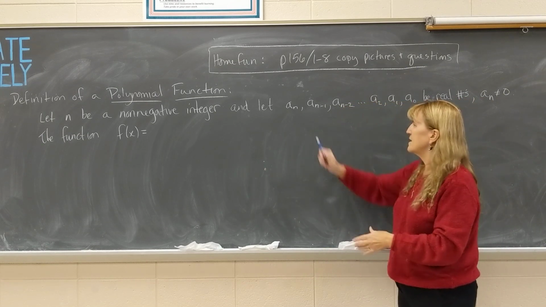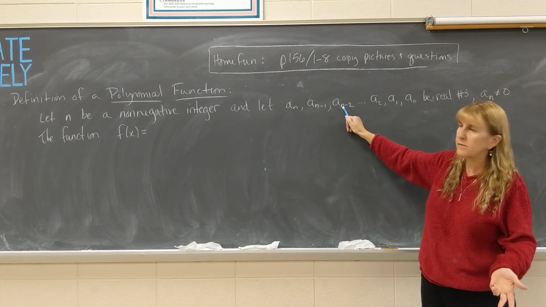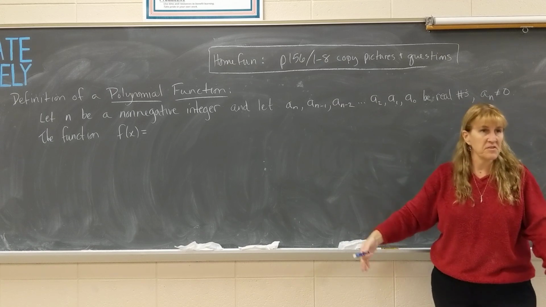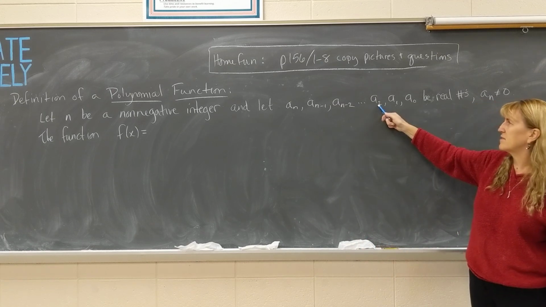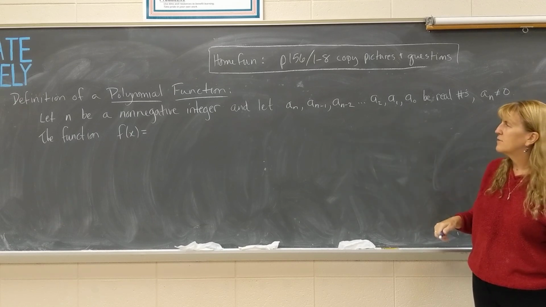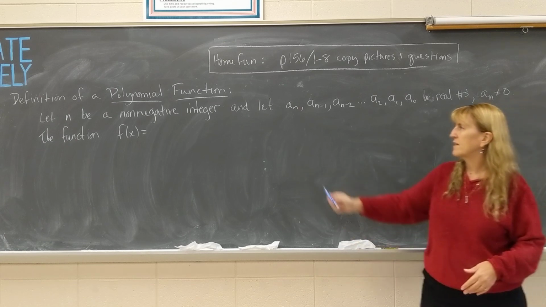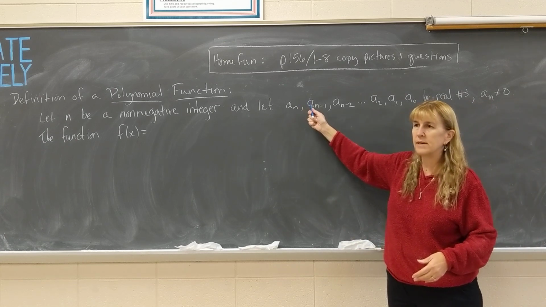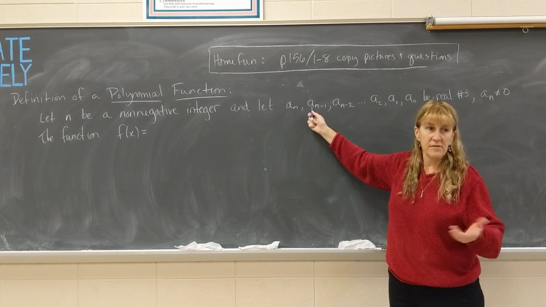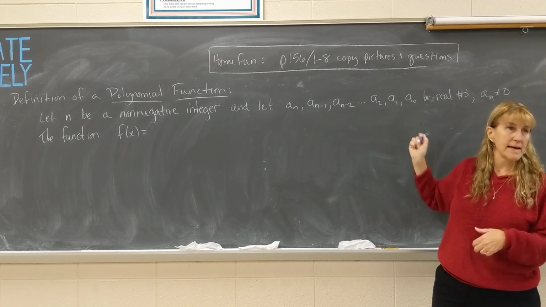This is a sub n minus 1, a sub n minus 2, a sub n minus 3, a sub n minus 4, all the way down to a sub 2, a sub 1, a sub 0. So n can be any non-negative integer. If n were like 10, this would be a sub 10. This would be a sub 10 minus 1, which is 9. A sub 9, a sub 8, and it keeps going all the way down.